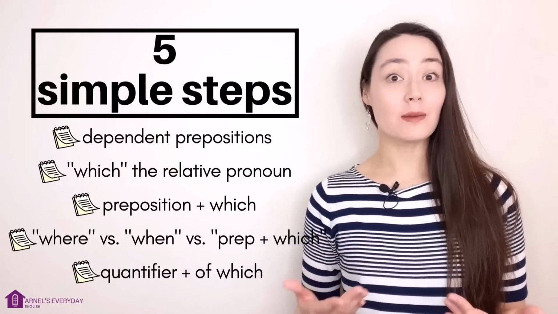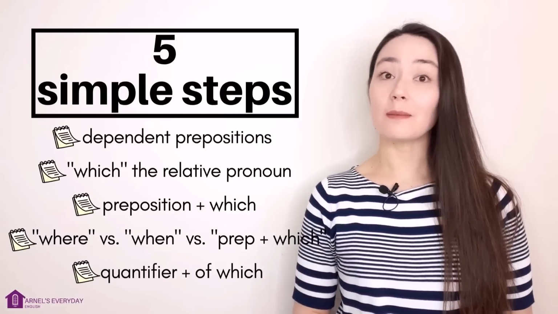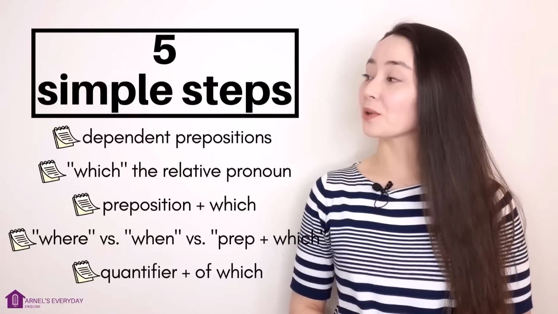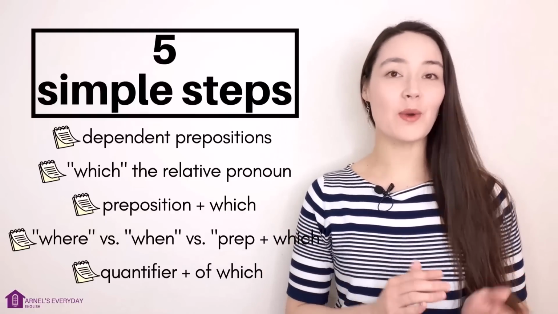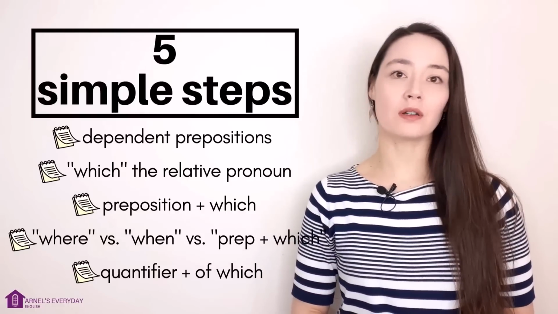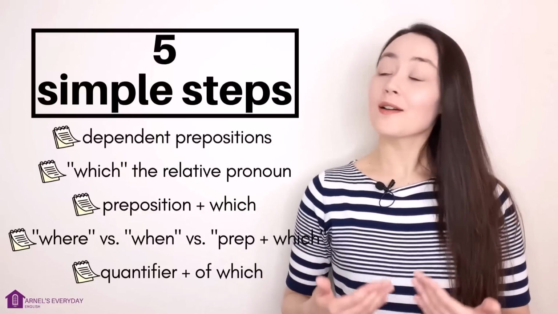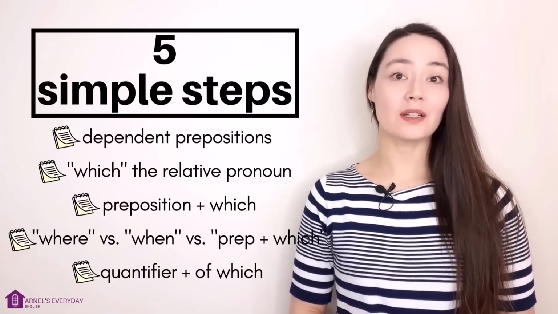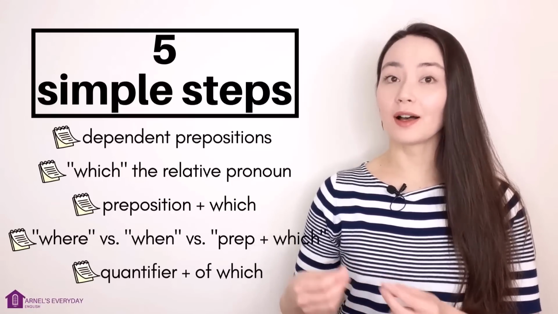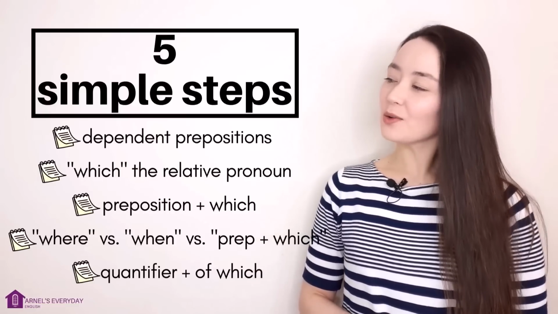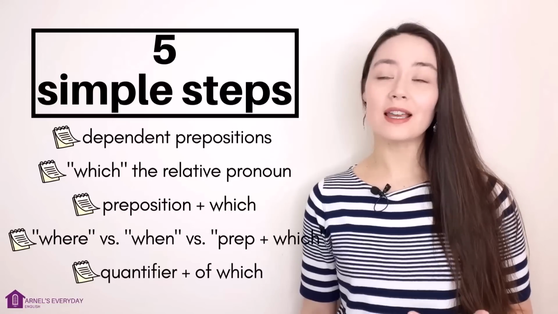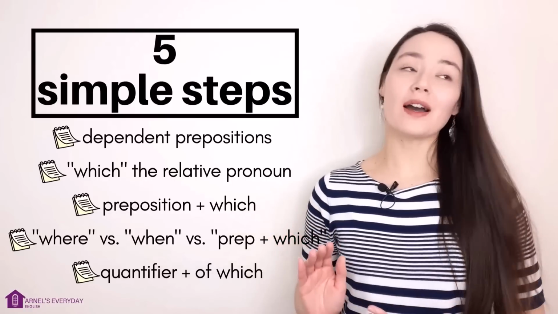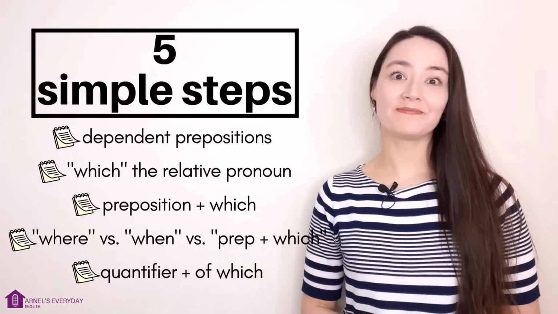Step number 1, dependent prepositions. Step number 2, which, the relative pronoun. Step number 3, preposition plus which. Step number 4, where versus when versus preposition which. And finally, step number 5, quantifier plus of which. We need to do it like this because if we don't review steps 1 and 2, steps 3, 4, and 5 don't really make much sense.